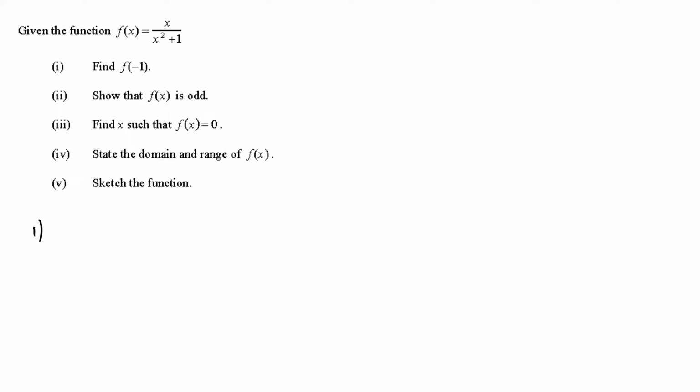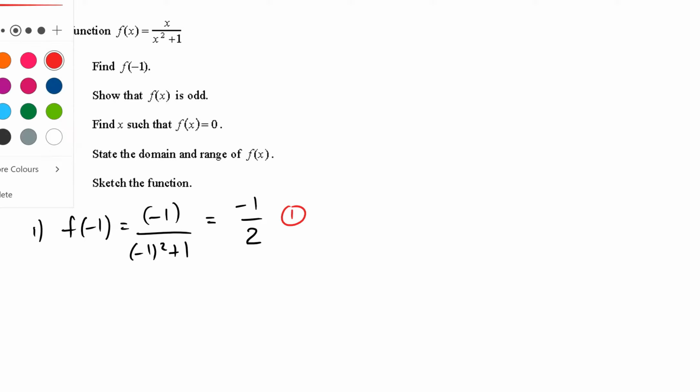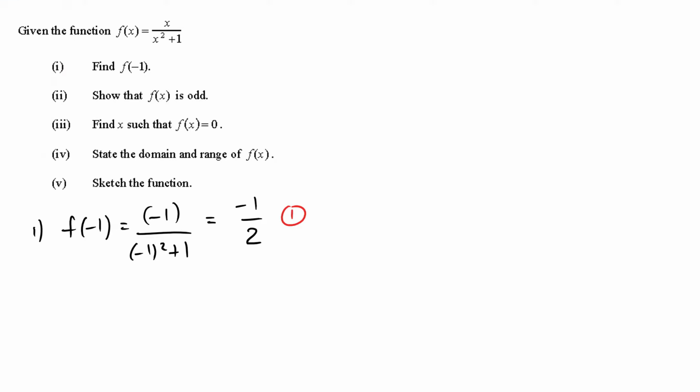So the first part is find f of -1. What this part is saying is just substitute in x equals -1 and see what I get. So subbing in, I get -1 over 2. So that part of the question would be worth 1 mark. Okay, awesome. Part 2.